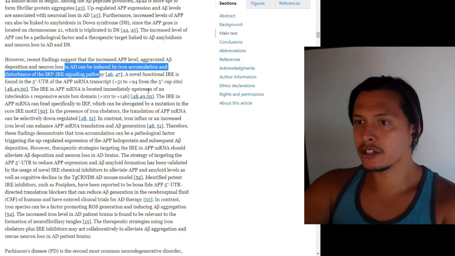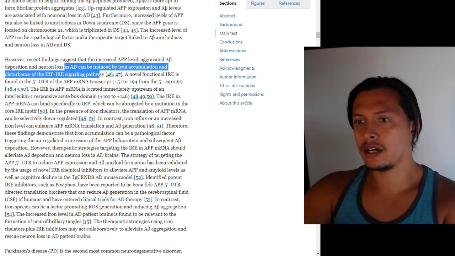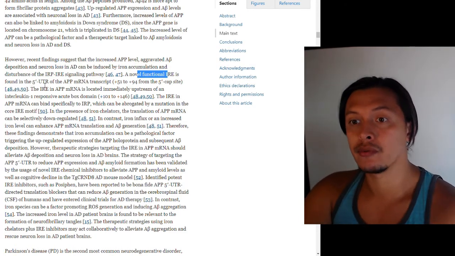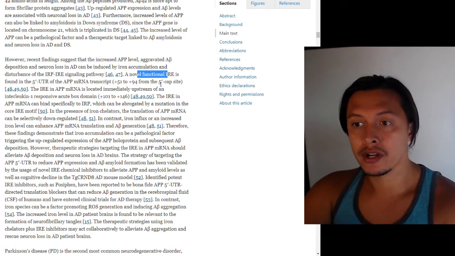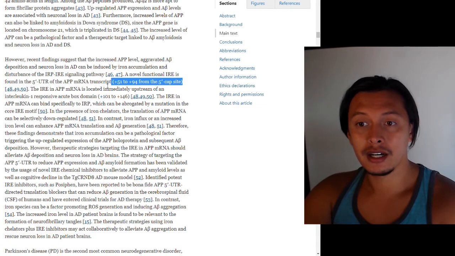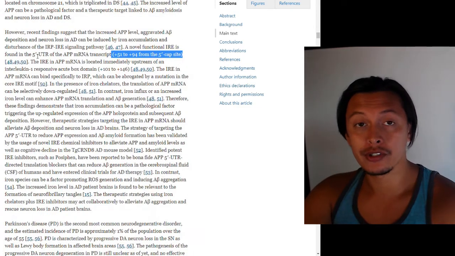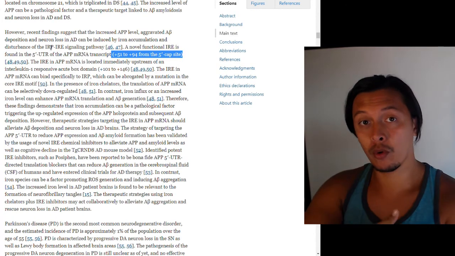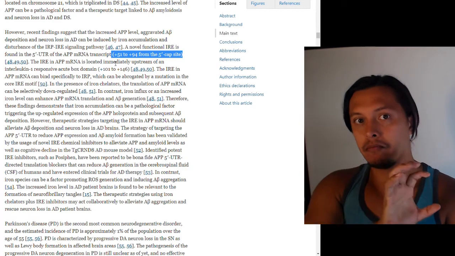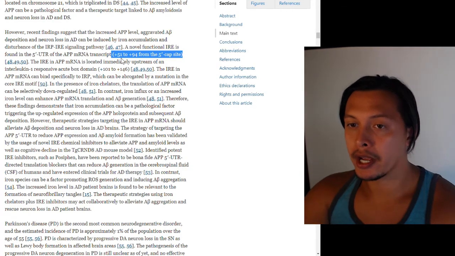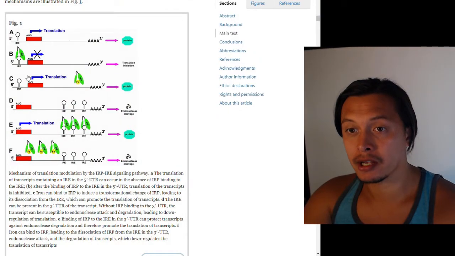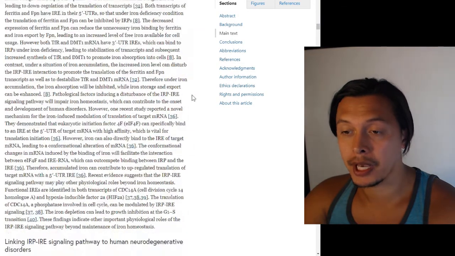So I need to look to see. Yeah, we'll keep on going. So a novel function of the iron response element is found in the 5' untranslated region of the amyloid precursor protein mRNA transcripts. It's in the 5' region, so it's before or in the promoter region of the mRNA. So it's in the early side or the left side of the mRNA. So this is the example that we're talking about with the amyloid precursor protein, okay?